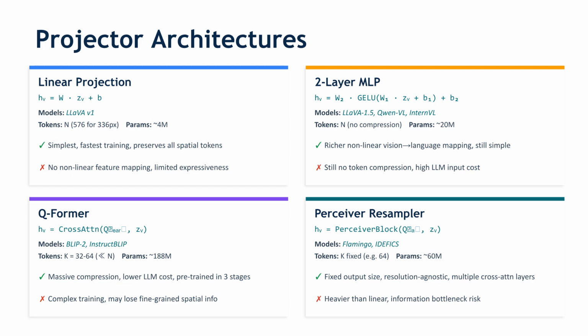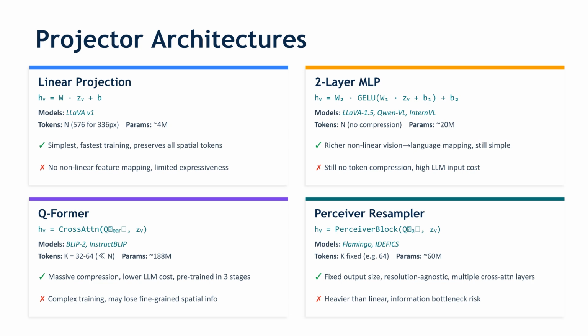Third, the Q-former used in BLIP-2 and InstructBLIP. This uses cross-attention with learned queries to compress N visual tokens down to just 32 to 64 tokens. It is much more complex at about 188 million parameters and requires a three-stage pre-training process. The massive compression reduces LLM cost, but the complex training and potential loss of fine-grained spatial information are trade-offs.